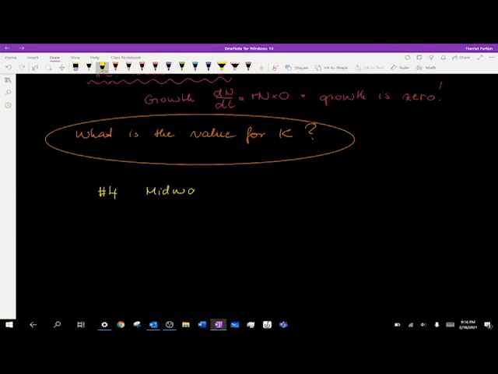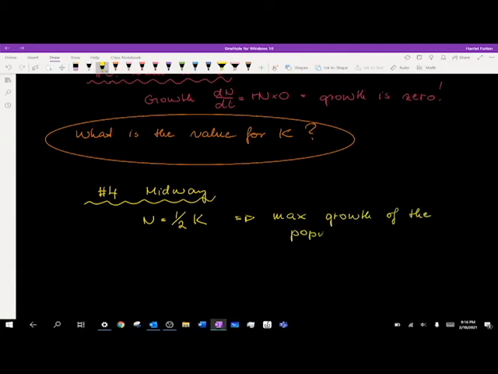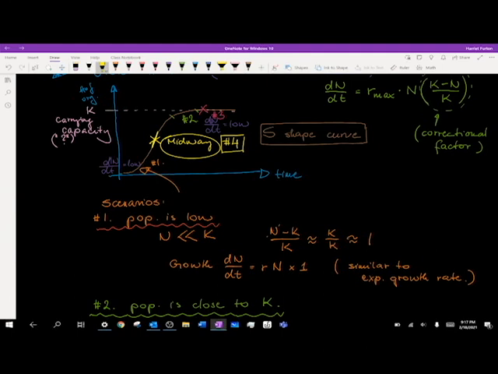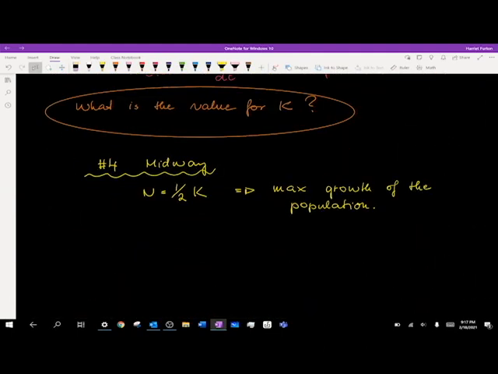But the fourth scenario will be, what about in the midway? When the population is half of the carrying capacity. This is when the growth of the population is the maximum. Also, the slope is really the maximum at that point.